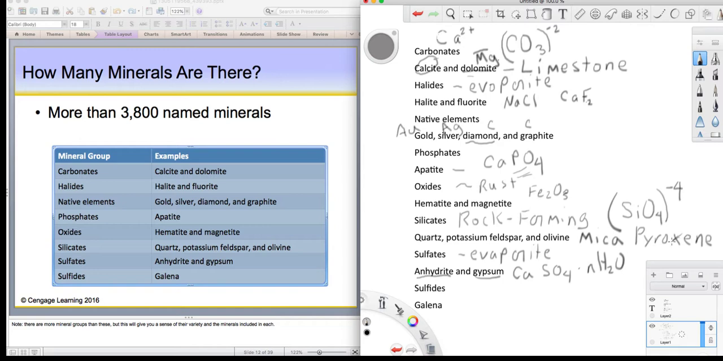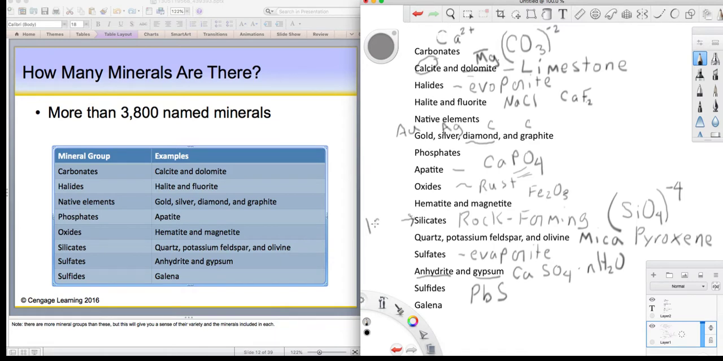But pyroxene is a silicate. It's a single chain silicate. And then down at the bottom here, we got sulfides like galena. So galena would be, it's actually a lead sulfide, right? Lead sulfide.